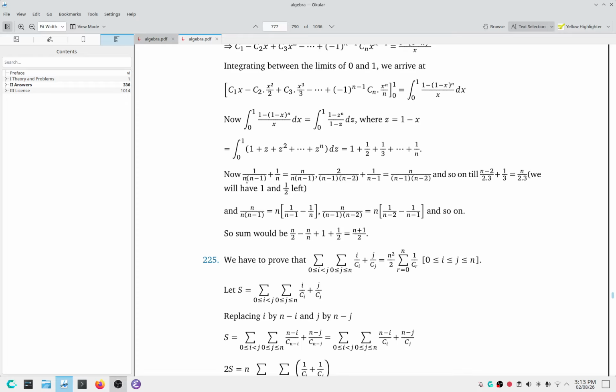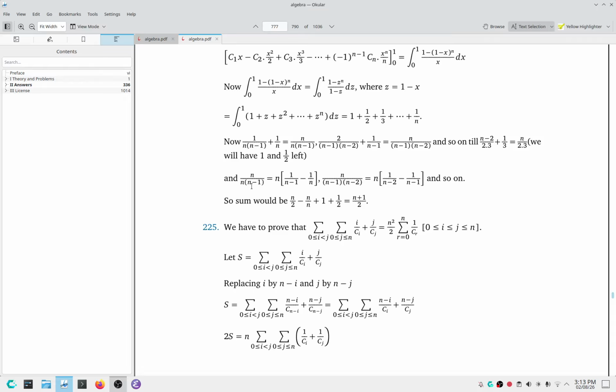Now 1 upon n times n minus 1 plus 1 upon n is equal to n upon n minus 1. And 2 upon n minus 1 times n minus 2 plus 1 upon n minus 1 is equal to n upon n minus 1 times n minus 2. And so on till n minus 2 upon 2 into 3 plus 1 into 3 is equal to n upon 2 into 3. We will have 1.5 left.